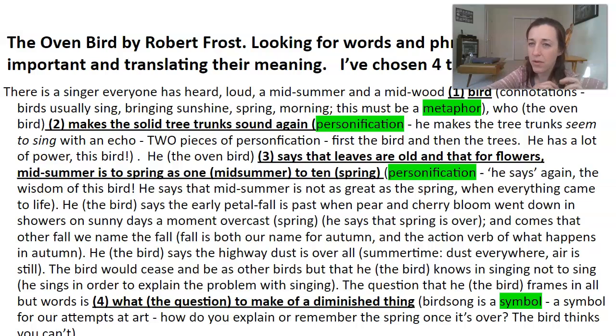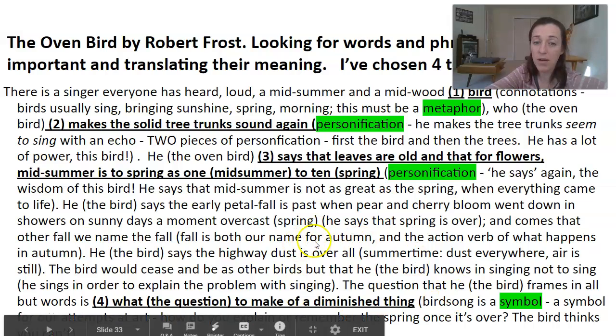So here I've said the bird song is a symbol then. This last most important moment of his bird song is a question. The whole bird song is a symbol. A symbol for what? For our attempts at something that you try to explain or remember once it's over. How do you explain or remember the spring once it's over? The bird thinks you can't. The bird thinks in singing, I know not to sing. This is futile. So in identifying four important words and moments in the poem, I've extracted a lot of meaning from the bird and his bird song. And that brings me to my analysis.